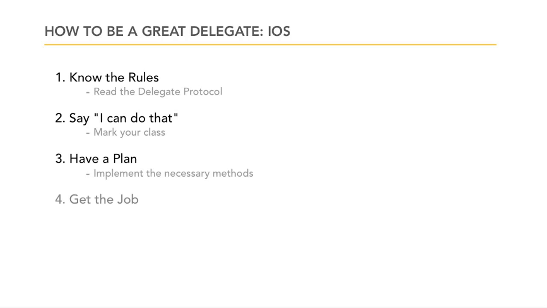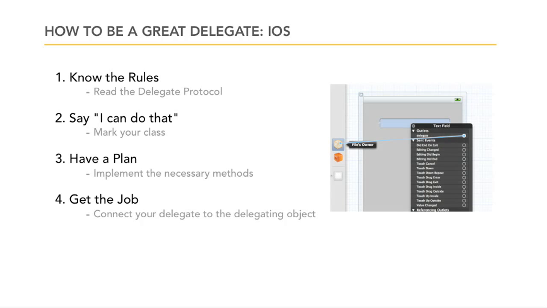And step 4, get the job. Marking your class is not enough. Implementing those methods is not enough. Whatever object is handing those responsibilities out, what we call the delegating object, you need to make sure they're going to give them to your class and not someone else. So you have to say, my class is going to be the delegate for that particular object.